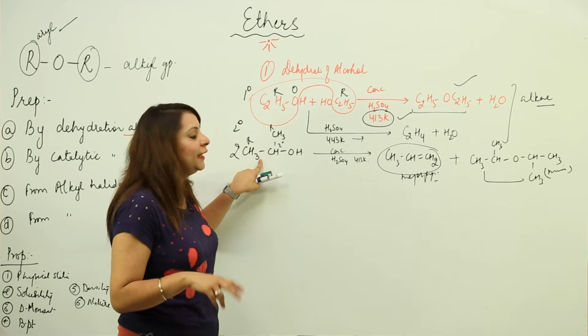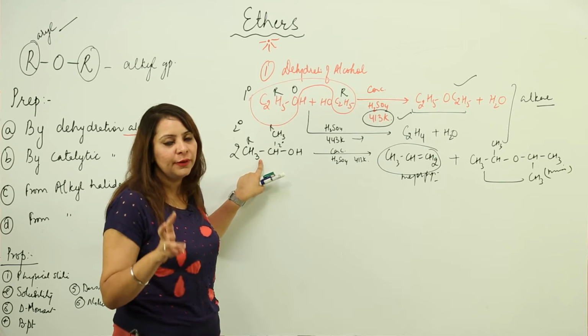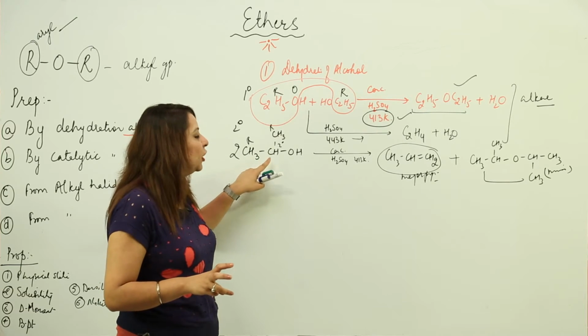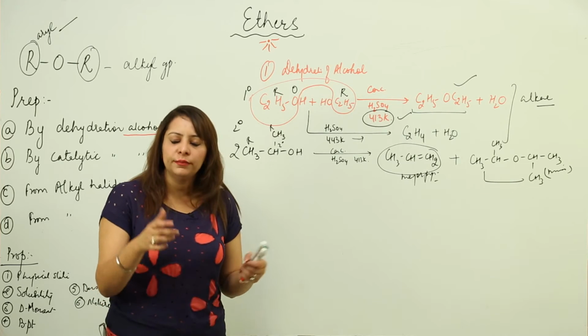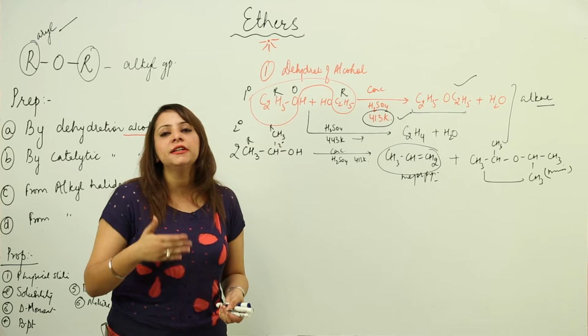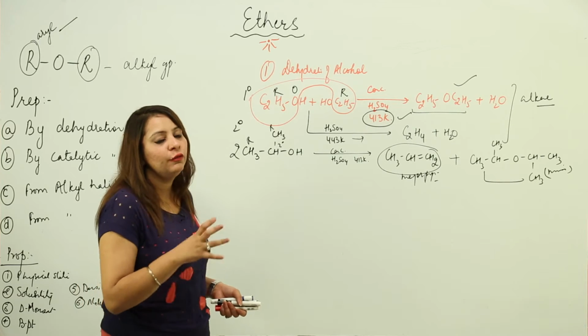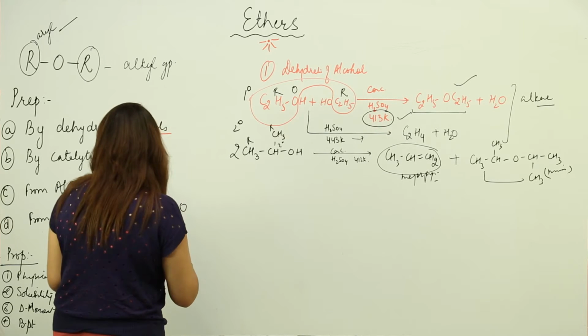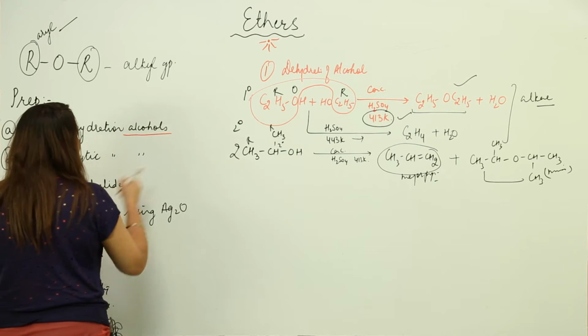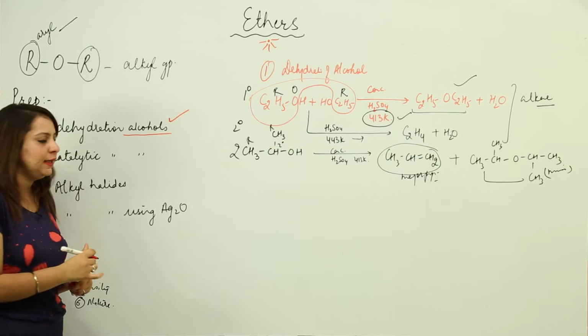But 2 degree and 3 degree is not preferred in this case. The reason being that when they undergo dehydration, they form alkene and ether, but here the alkene is the major product. That is why we avoid taking 2 degree and 3 degree alcohols. So this is the first method, that is, by dehydration of alcohols you can prepare the ether.